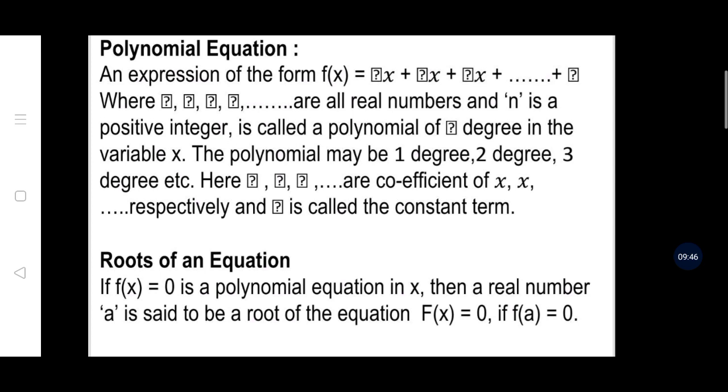Some notes on the roots of an equation. Note number 1: every polynomial equation of degree greater than or equal to 1 has at least one root. Second note: an nth degree polynomial equation will have not more than n roots. Thus, a linear equation will have only one root. A quadratic equation will generally have two roots and sometimes only one.